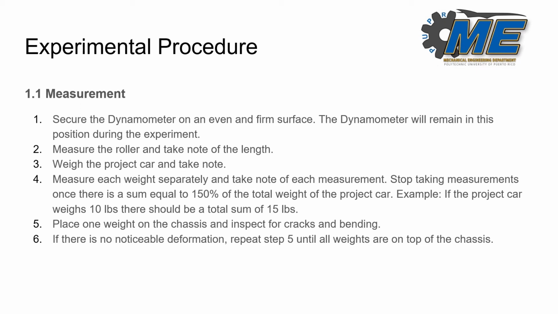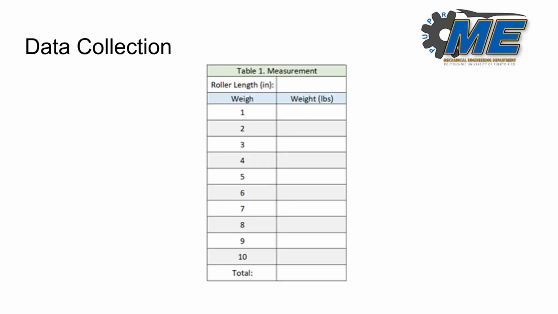Then we will place one weight on the chassis and inspect for cracks and bending. If there is no noticeable deformation, repeat until step 5 until all weights are on top of the chassis. For the data collection, we will be using the following table for all measurements. That will include all measurements completed with each one of the weights in pounds.